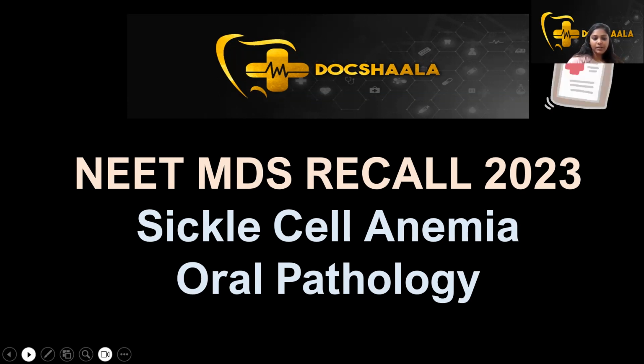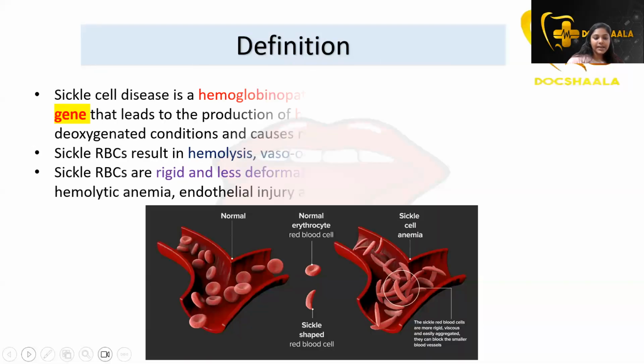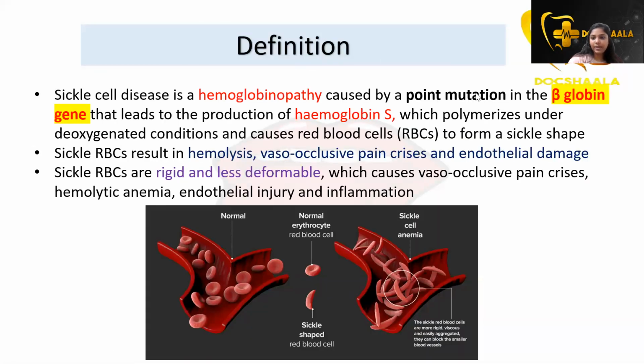So, let's just begin. Sickle cell anemia, as you know, is a hemoglobinopathy which is caused by a point mutation in the beta globin gene. That leads to formation of hemoglobin S, which polymerizes under deoxygenated conditions, causing red blood cells to form sickle shaped. It causes RBCs to turn into sickle shape.